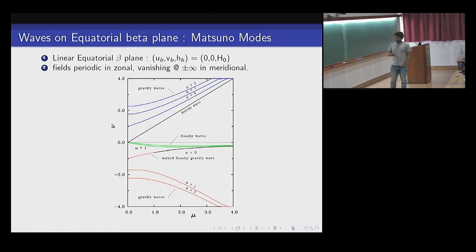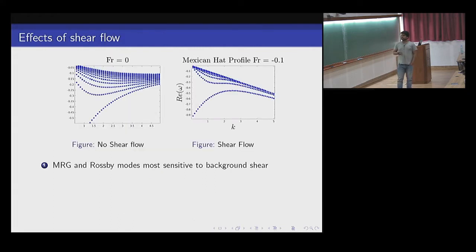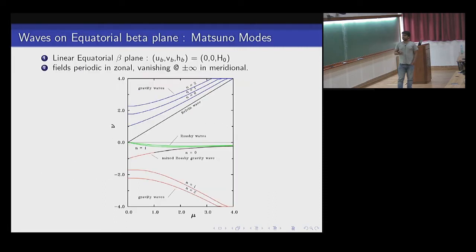So now we ask the question: rather than studying this system on a no flow base state, if you introduce a shear flow in this system, how are these waves affected? We could see, for example, that the mixed Rossby gravity and the Rossby waves, that is this family of waves, are getting most affected in presence of shear flow. I won't go into the theoretical details, but there is a theoretical understanding as to why this is the case and why the fast modes are not affected by shear flow.